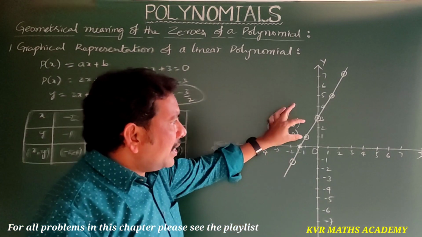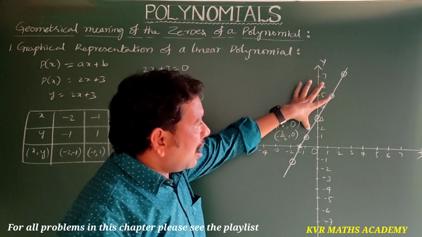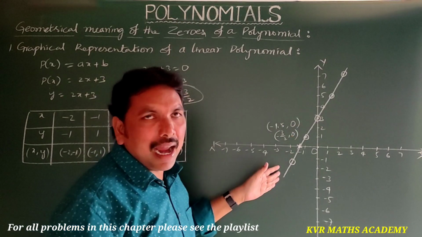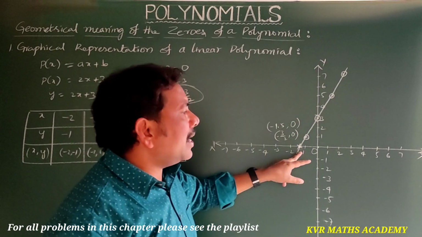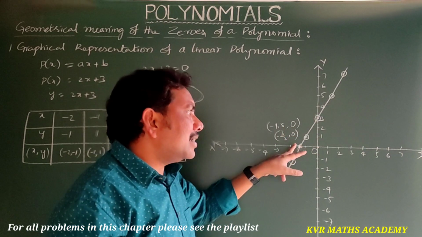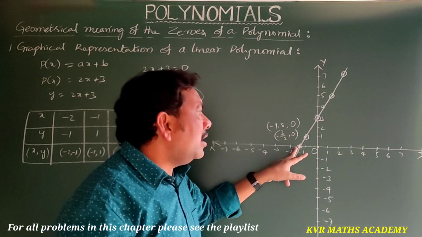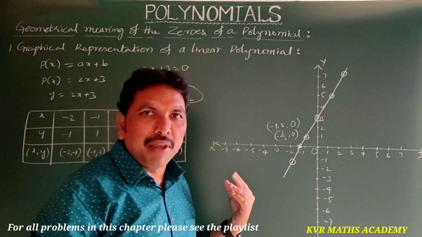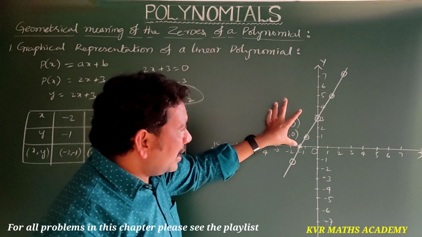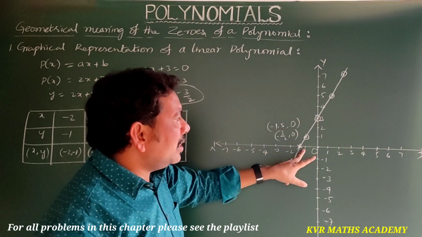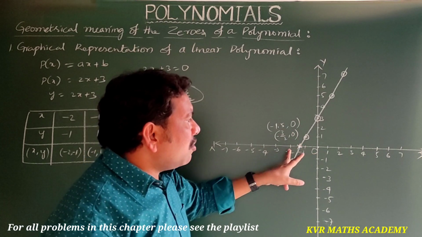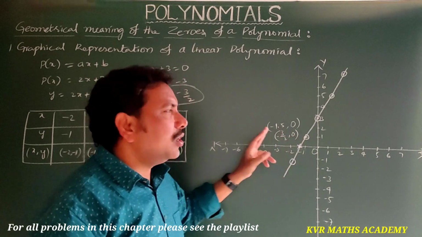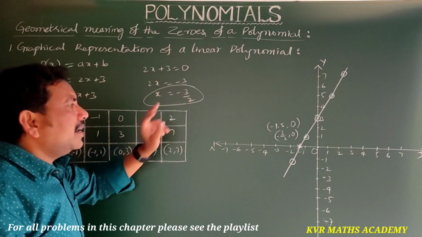This is the graph of a linear polynomial. It is a straight line, isn't it? Where it intersects the x-axis is called the zero of the polynomial, or the zero value of the given polynomial. Understood clearly? It intersects at this point only, between minus 1 and minus 2. So that's why this is minus 3 by 2 comma 0. By the proof also we got minus 3 by 2.